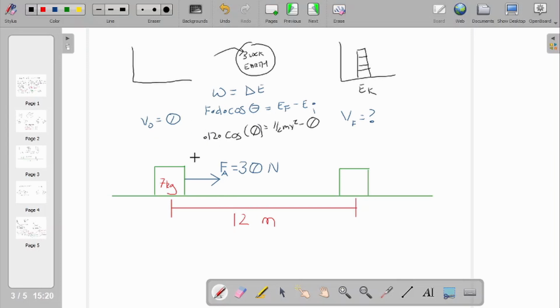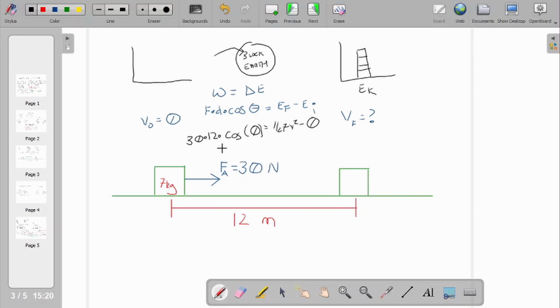That's how far it goes, and the force is 30 newtons. So at this point, all I need to do is solve for my velocity. In fact, I even know my mass, so I can plug that in really quick. That is the 7 kilograms here. At this point, all I need to do is solve for v.